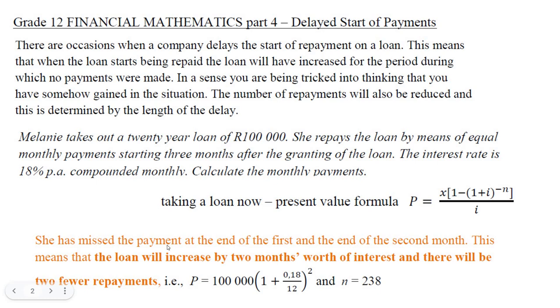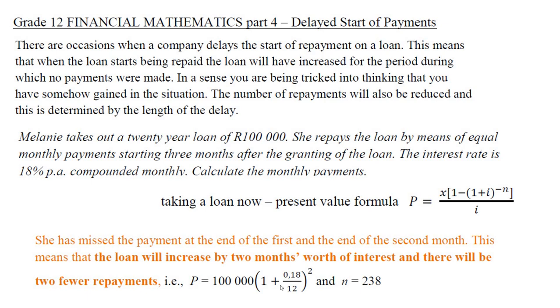She's missed the payment at the end of the first and second months. She didn't make any payments, so she missed 2 months. She's going to make the payment at the end of the third month, but she's missed the payment at the end of the first and the second month. So that's why you've got to take the 100,000 Rand and multiply it by 2 months' worth of interest. So that's your new P.